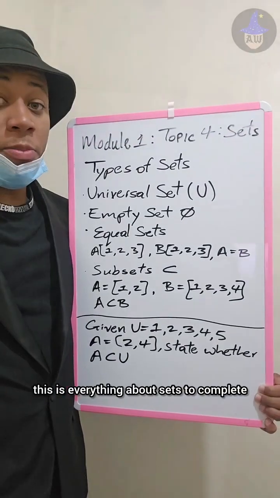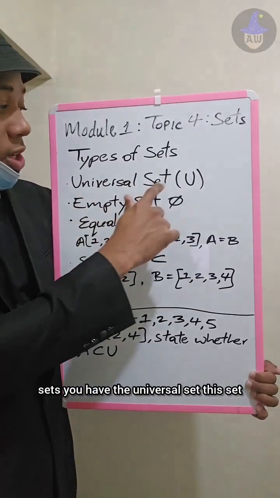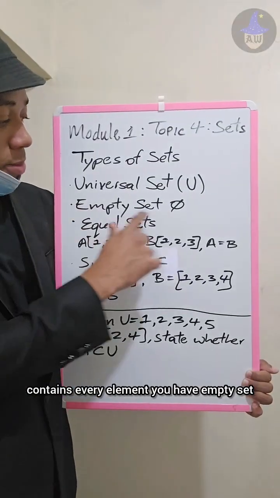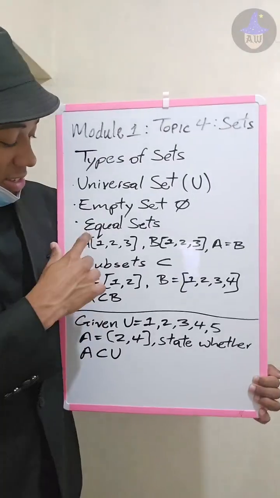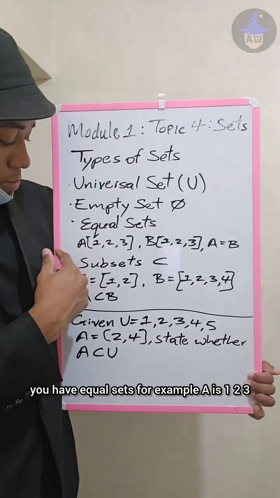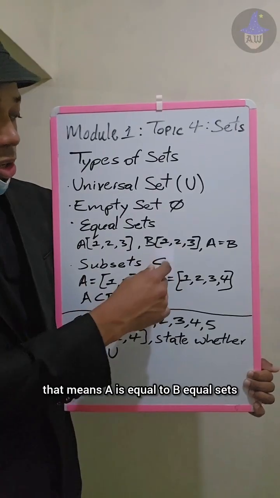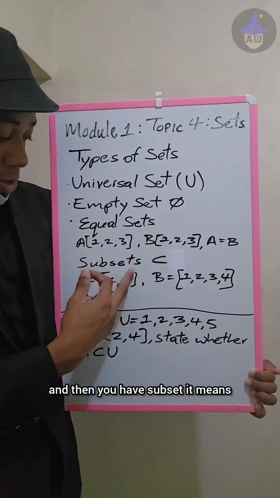Everything about sets, the complete multiple choice questions. So the types of sets. You have the universal set. This set contains every element. You have the empty set, which is just a set that is empty. You have equal sets. For example, A is {1, 2, 3}, B is also {1, 2, 3}. So that means A is equal to B. Equal sets.